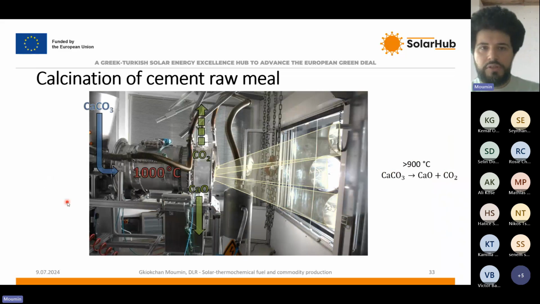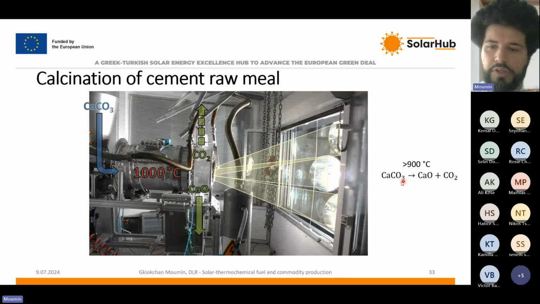Another case, this is now linked to the cement. So we calcined cement raw meal. The main component of cement raw meal is calcium carbonate, reacting at 900 degrees C or above to calcium oxide and CO2. And this CO2 you also have to capture. This is also what we tried in a solar heated rotary kiln.